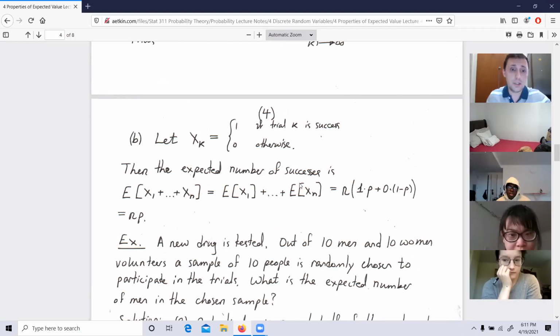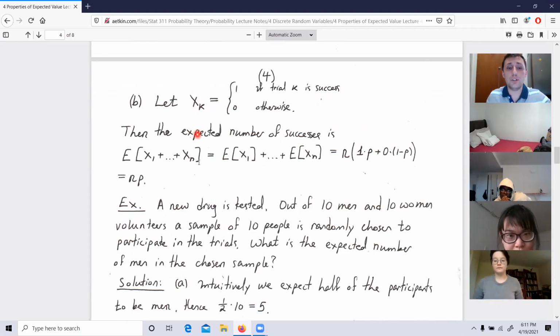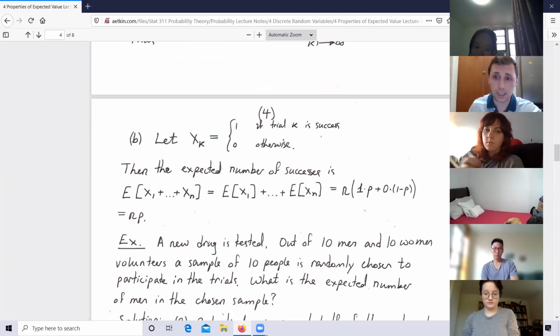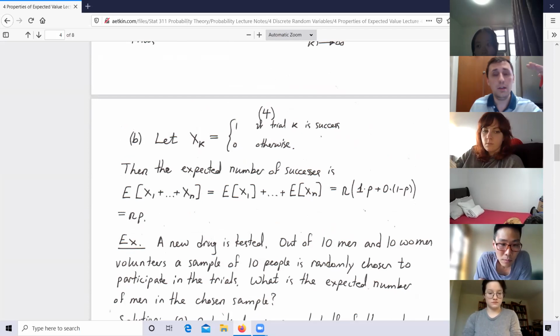Now, suppose that we have this new question. A new drug is tested. Out of 10 men and 10 women volunteers, a sample of 10 people is randomly chosen to participate in trials. What's the expected number of men in the chosen sample? I made this very simple so that you can already, without any calculation, guess what the number will be. We have 10 men and 10 women.